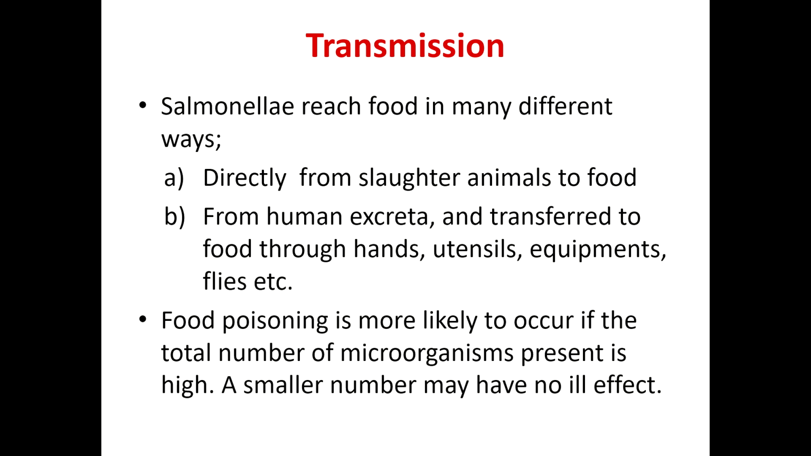Okay, from human excreta and transferred to the food through hands, utensils, equipment, flies, etc. Flies act as a vector, cockroaches act as a vector here. Food poisoning is more likely to occur if the total number of microorganisms present is high. A smaller number may have no ill effect.